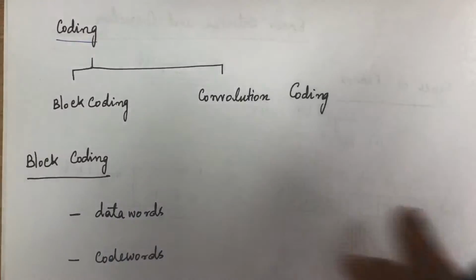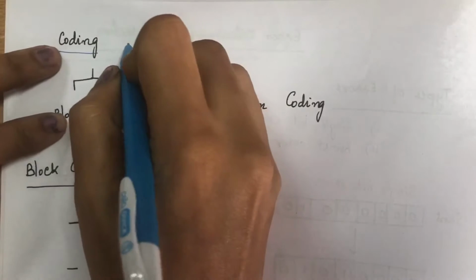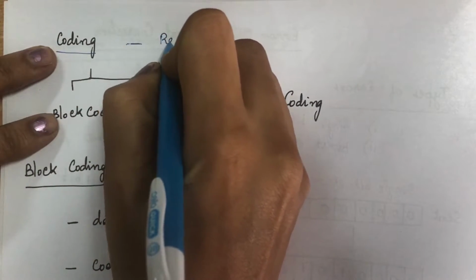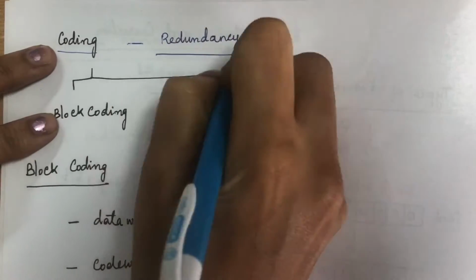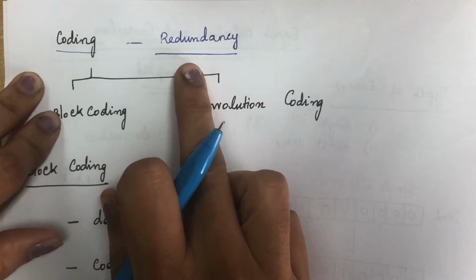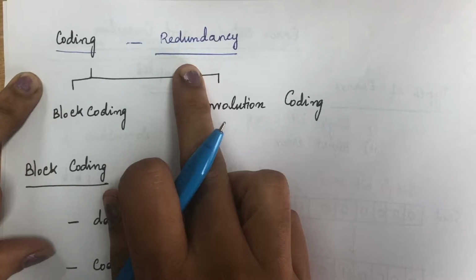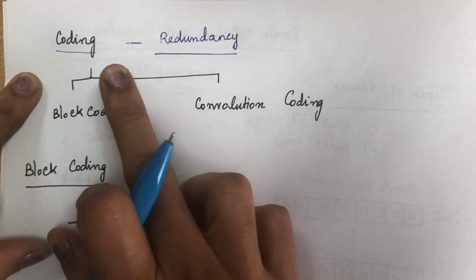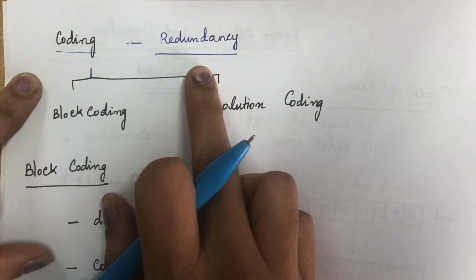Now we will see coding. Redundancy is achieved through the coding method. Redundancy means we add extra bits on the sender side and remove those redundancy bits on the receiver side. Why do we add them? Redundancy bits are added to find out the errors. So we use coding to implement redundancy.